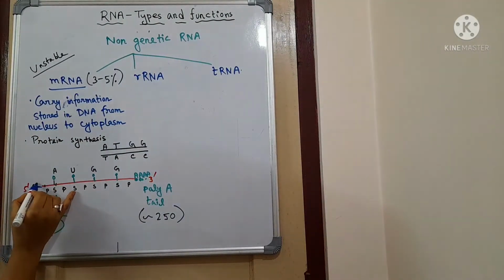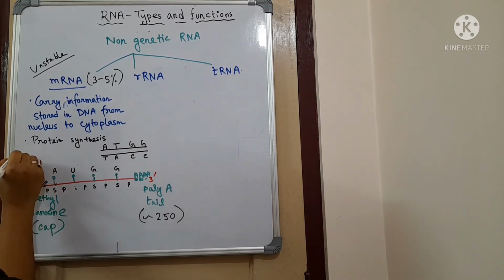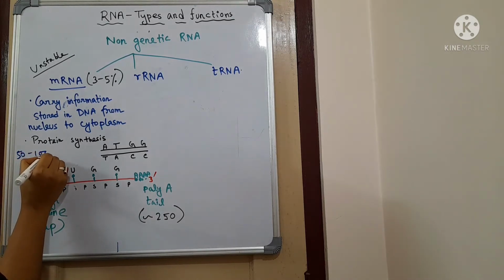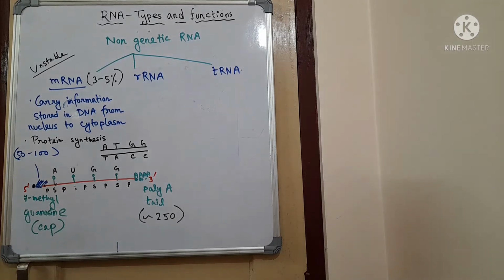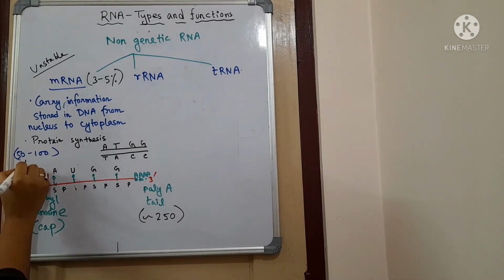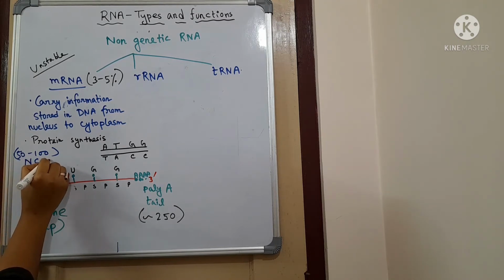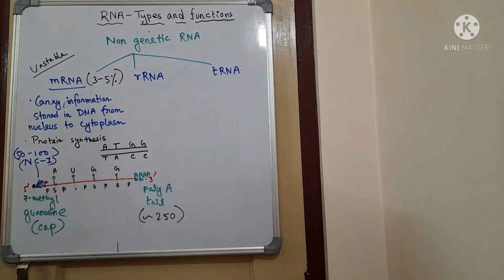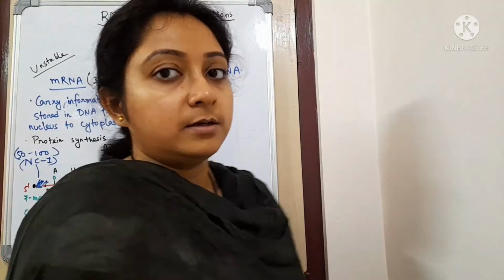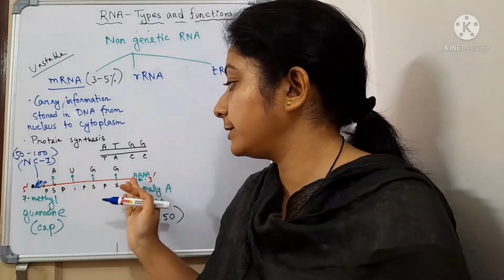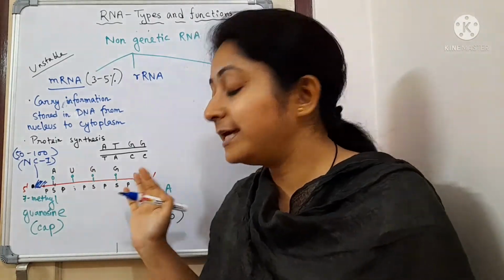So I am just drawing it like this so that you can understand. There are almost 50 to 100 nitrogenous bases which are not taking part in the protein synthesis mechanism, and this region is considered as non-coding region 1. Right after that, the bases will start. These are the coding region.